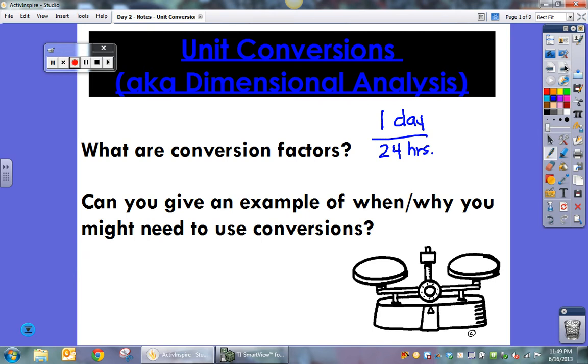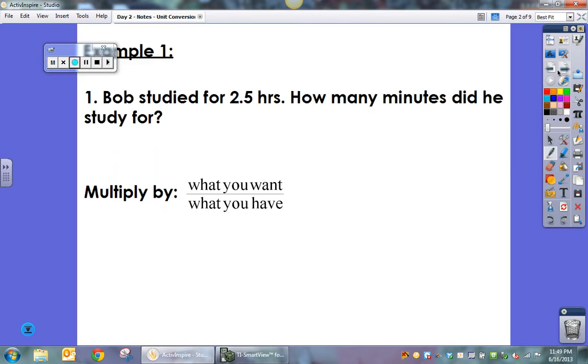So let's look at some examples of how we would use these unit conversions. The first example is Bob studied for 2.5 hours. How many minutes did he study for? Now this is something that I want to point out, but I don't want you to get used to this wording. I really want you to just sort of understand why you're putting the units where you're putting them. But in this case, which is the most basic example, you can definitely use this to help you.